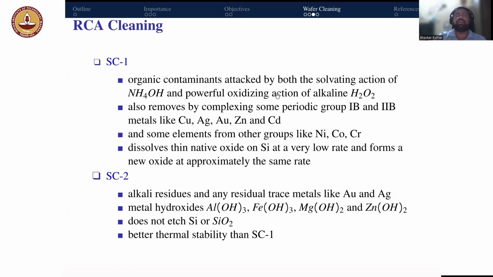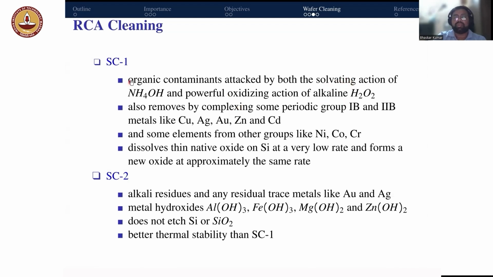Now let us see how the RCA1 and the RCA2 work for cleaning the contaminants that are present in the silicon samples. Well, the RCA1 consists of an ammonium hydroxide and hydrogen peroxide mixture, in which the hydrogen peroxide acts as an oxidizing agent, and the ammonium hydroxide acts as a solvating agent, whose purpose is to wet the surface so that the contaminants are removed and actually dissolved in the solution itself.